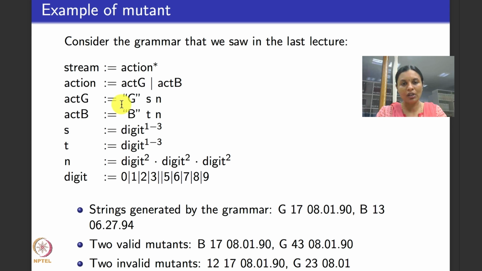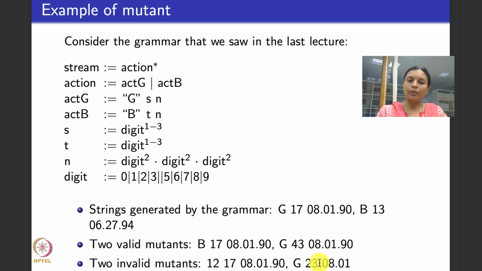The way this grammar is structured, every word of this form will begin with a G or a B. Because it begins with a 12 and it cannot be generated by the rules of the grammar, we call it an invalid mutant. Maybe these are inputs to a program and you want to check if the program throws an error saying this input format is invalid.